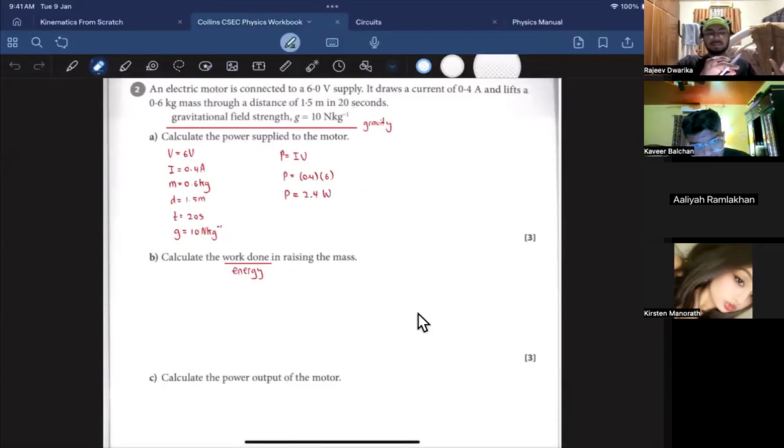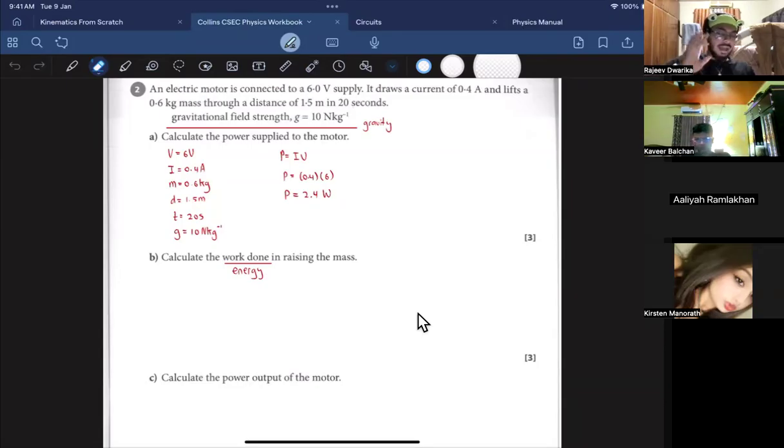All right, so I'm going to answer part B. Aliyah, you there, right? Okay, so they want us to figure out the energy in raising the mass. Now you said E is equal to PT, right? I want you to hold on to that. In the question, you are raising the mass some distance up. Because you are raising something up, what kind of energy are you using to lift it up?